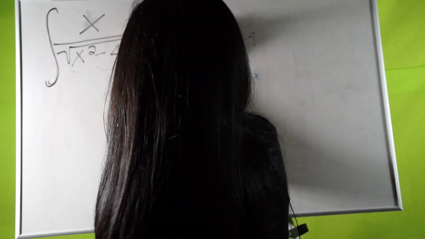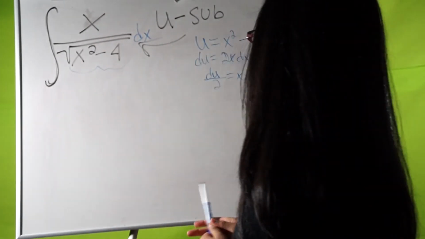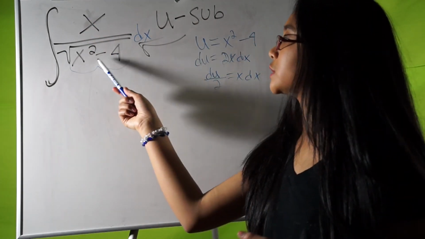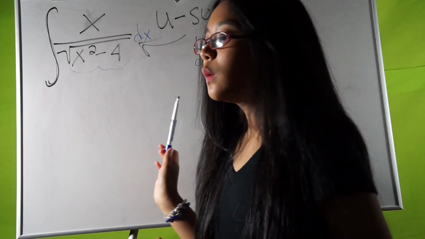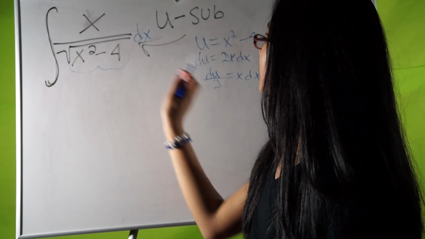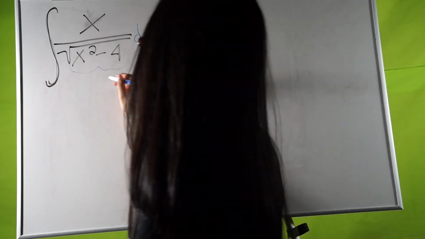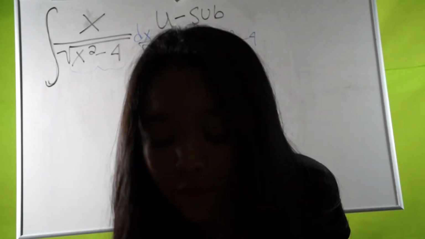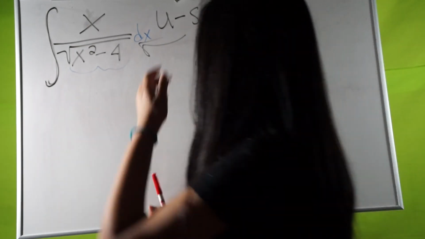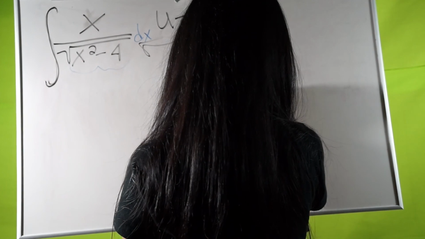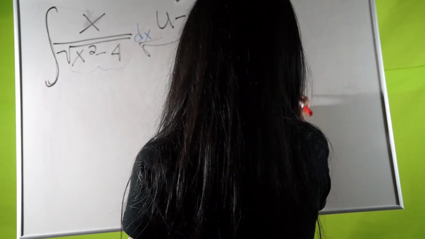Oh no, remember dx here, I forgot. So the original problem is the integral of x over the square root of x squared minus 4 dx. I always forget that dx. So as you can see, x dx is in the original. Next, you're going to have 1/2 here, so it's just 1/2 du equals x dx.